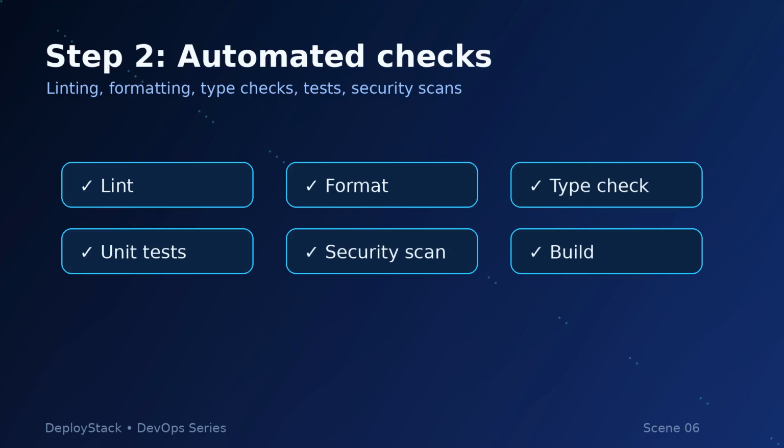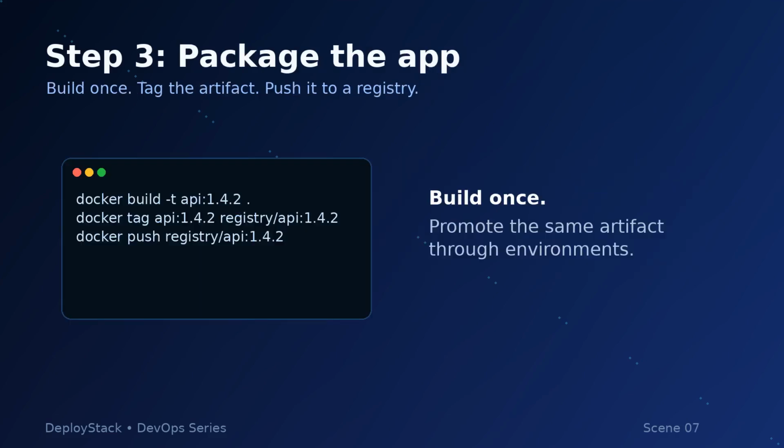Step 2 is the trigger. A trigger tells the CI/CD system when to run. Common triggers include a push to a branch, a pull request, a release tag, or a scheduled time. For example, you might run tests on every pull request, build a Docker image when code merges into main, and deploy only when a release tag is created.